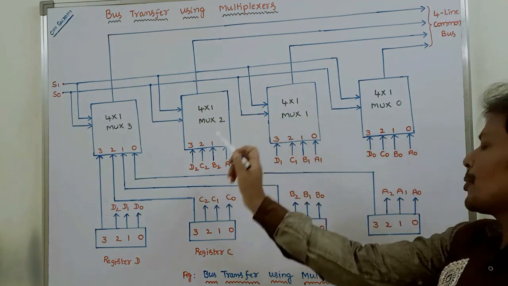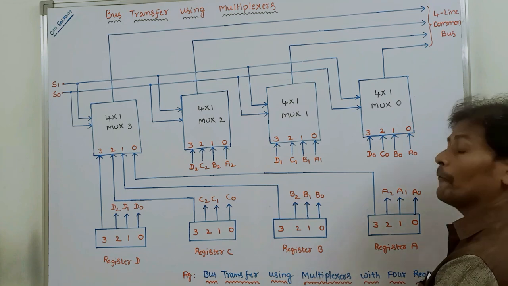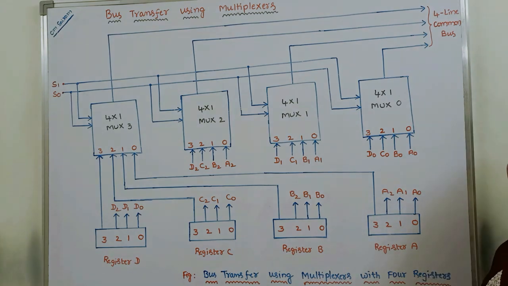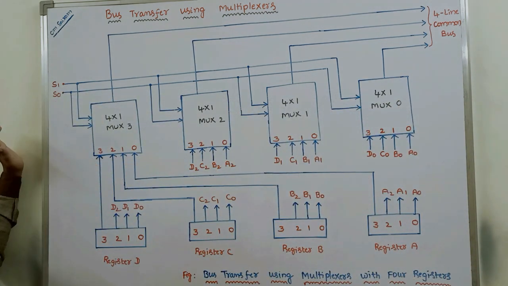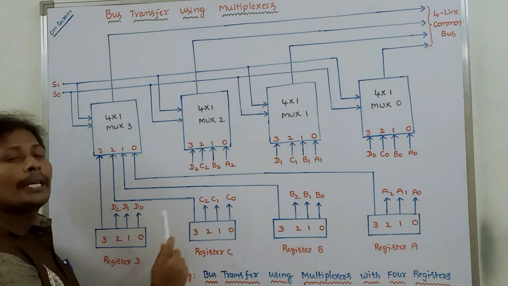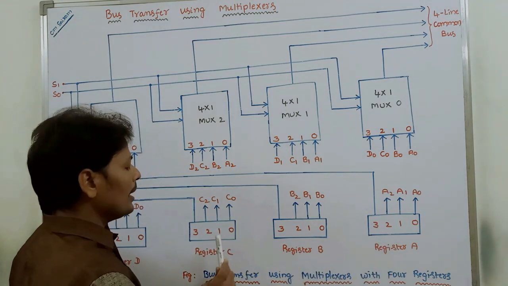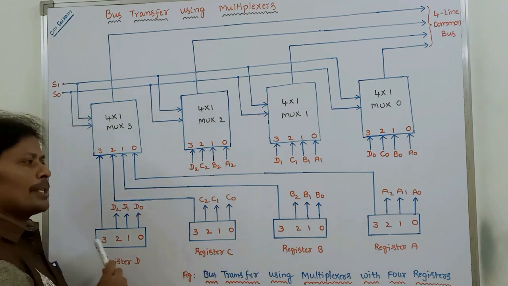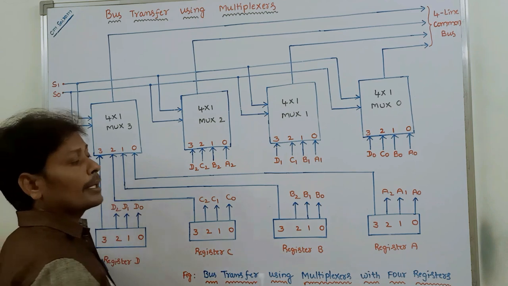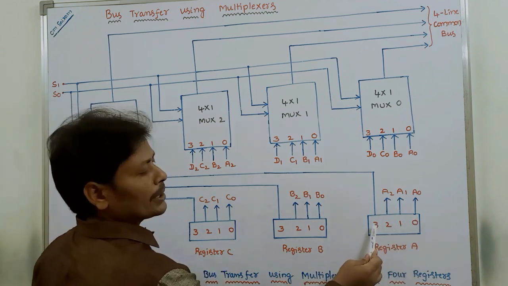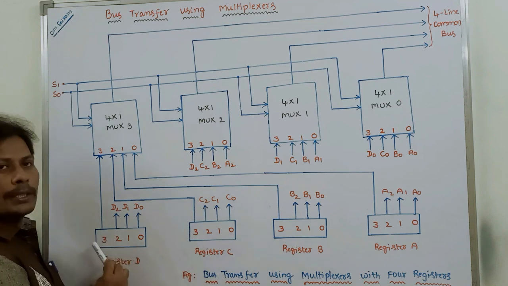This diagram shows the bus transfer using multiplexers with 4 registers. A common bus system is constructed with four registers: register A, register B, register C and register D. Each register has 4 bits numbered from 0 to 3.